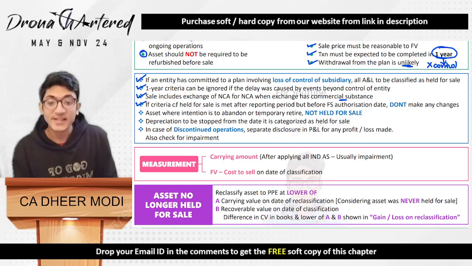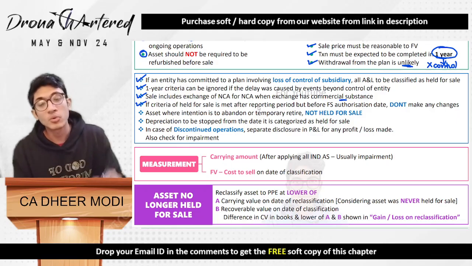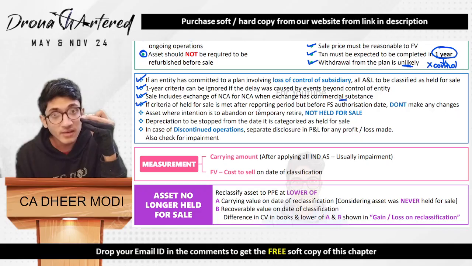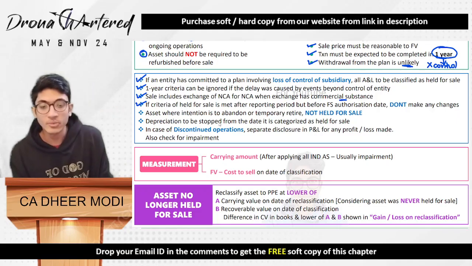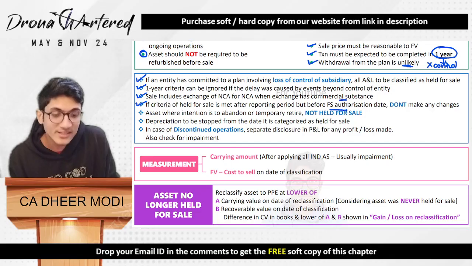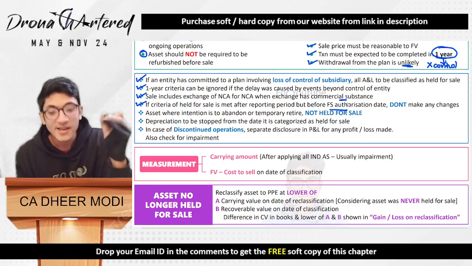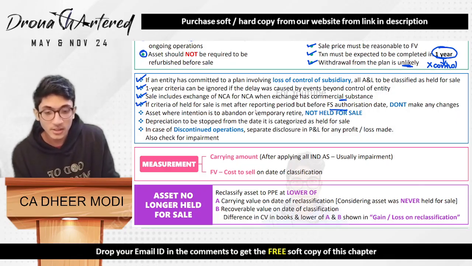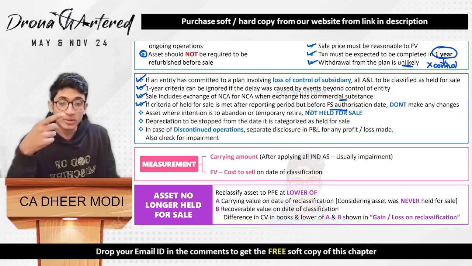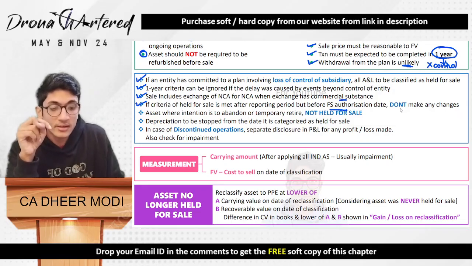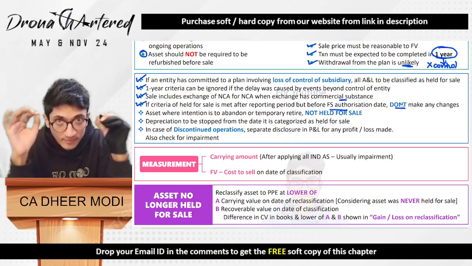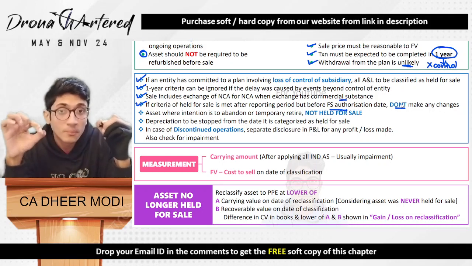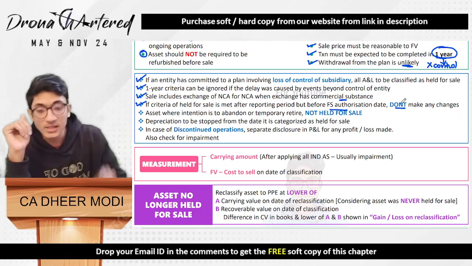Next, if the criteria of held for sale are met after the reporting period, that means if my reporting period ends on 31st March 2023, and these conditions are met after 31st March 2023 but before the financial statements authorization date, that means, if you remember post balance sheet items, after the reporting date but before the financial statements authorization date, do not make any changes. That means we will make changes only and only if this is met before the reporting date. Otherwise, there will not be any changes.